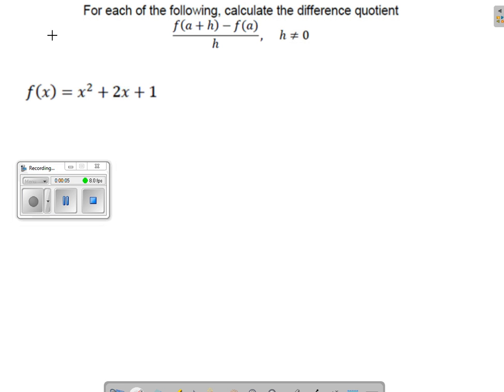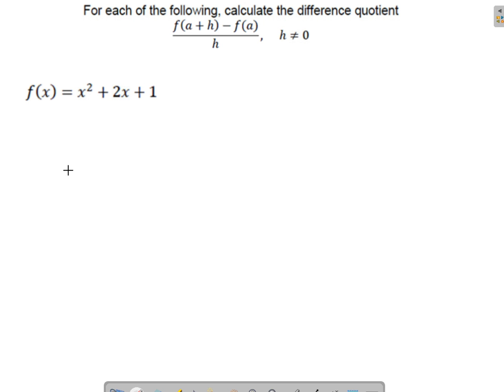Today we're going to calculate the difference quotient given a function. In this case, we have the function f of x equals x squared plus 2x plus 1. If we're going to calculate the difference quotient, f of a plus h minus f of a, all of that over h, I would advise to take this a little bit slower and break it down into pieces. So what if we just found f of a plus h, that quantity, first?